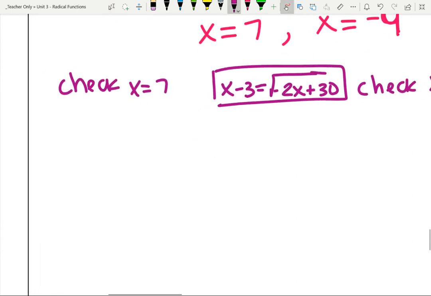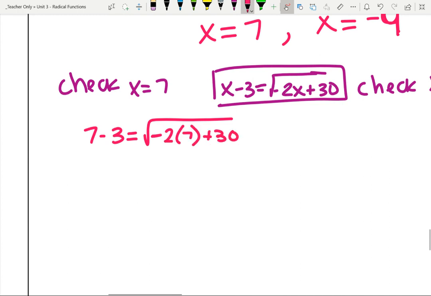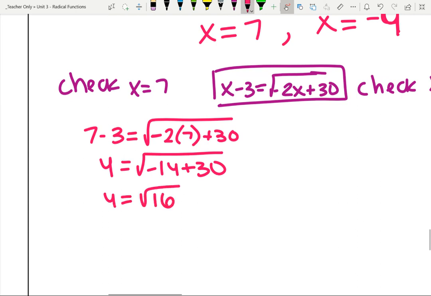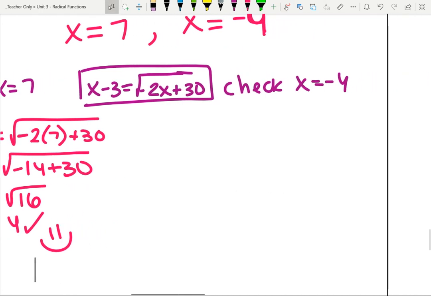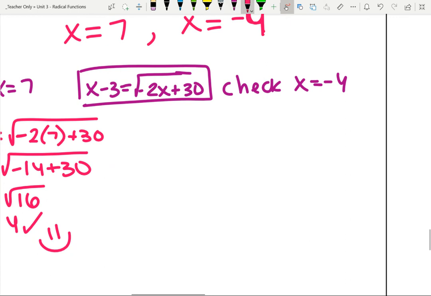Let's check 7 first. When I replace x with 7, that's going to be 7 minus 3 on the left-hand side, and the square root of negative 2 times 7 plus 30 under that radical symbol. A little bit of algebra here. Is it arithmetic? I guess it's just arithmetic. Negative 14 plus 30 makes a whopping 16. And the square root of 16, we get 4 is equal to 4. It's beautiful. x equals 7 is definitely a solution. One more thing to check before we go. That's x equals negative 4.